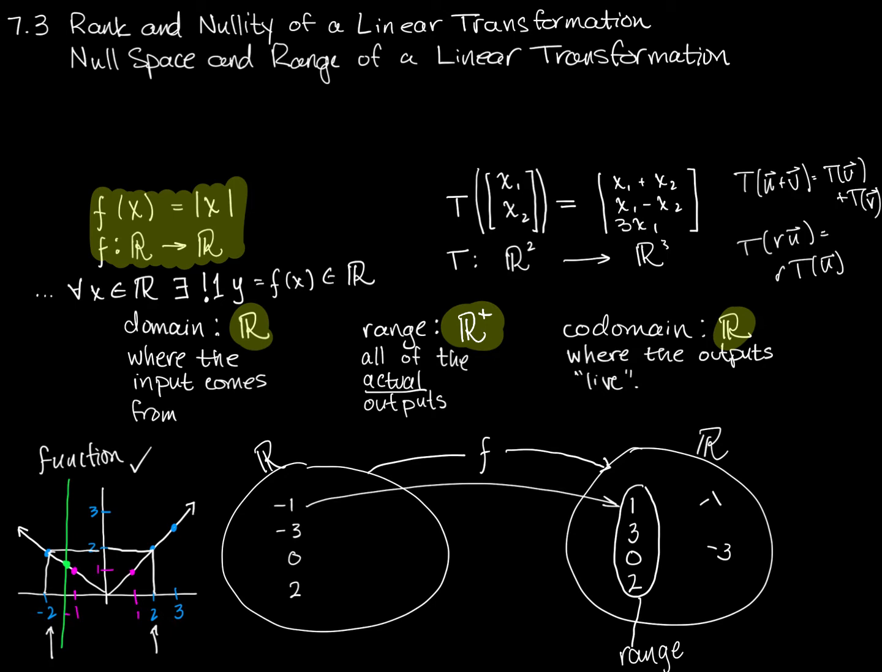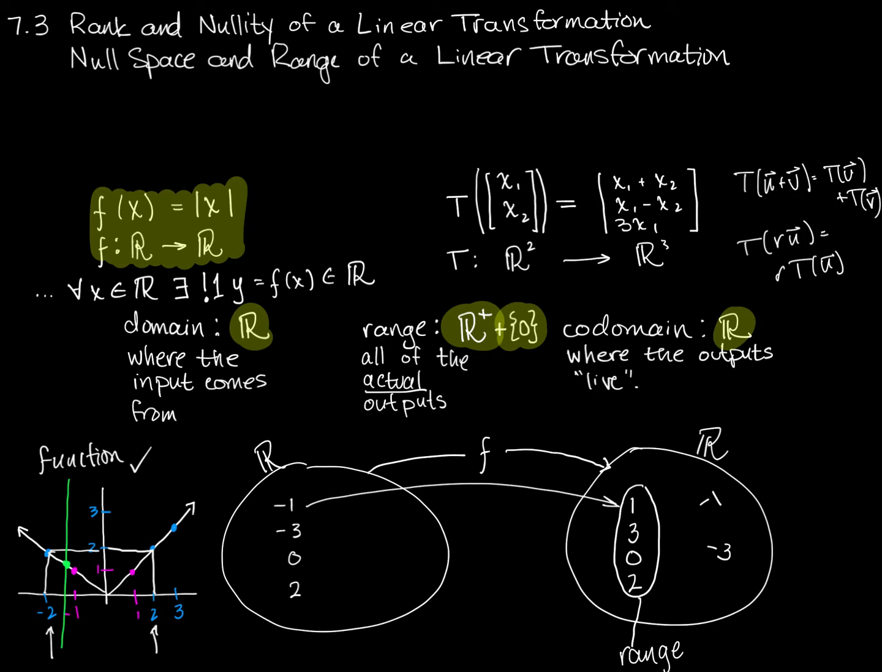Now 0 is neither positive nor negative, so I have to find a way to include it. What I've got here is a kind of set notation. So I'm going to say the set of all positive real numbers plus the set containing only the number 0. And that is how I would represent the range in this case. The range is a subset of the codomain.